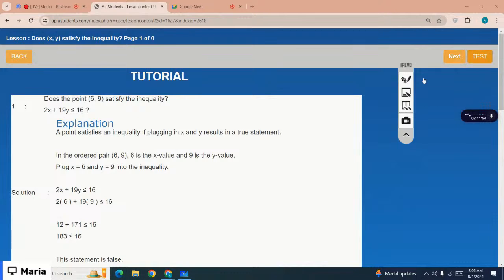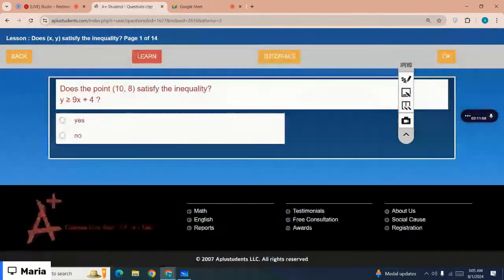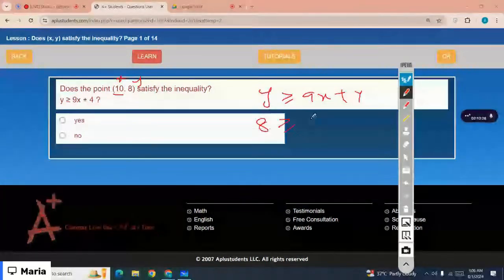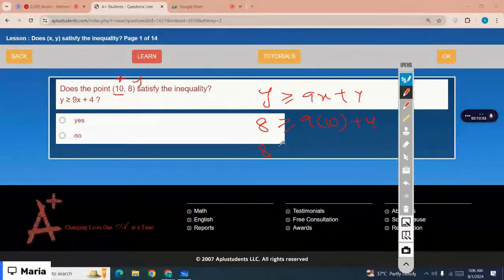Let's start with the test questions. Okay, does the point (10, 8) satisfy the inequality? Let's see. The inequality is y is greater than or equal to 9x plus 4, and y is 8. So here you have 8 is greater than or equal to 9 times 10 plus 4. So 8 is greater than or equal to 90 plus 4, that is 94. Is it true or false?